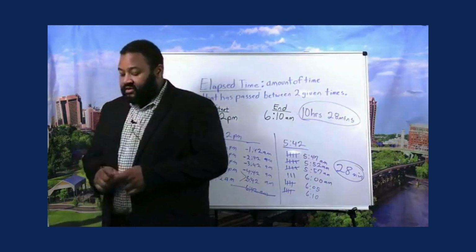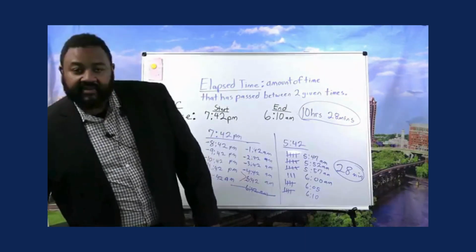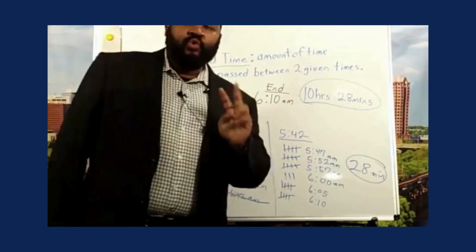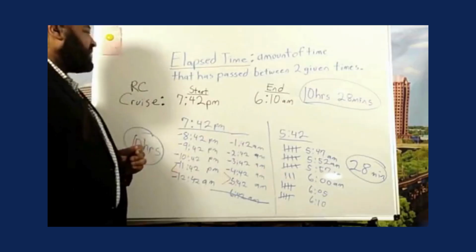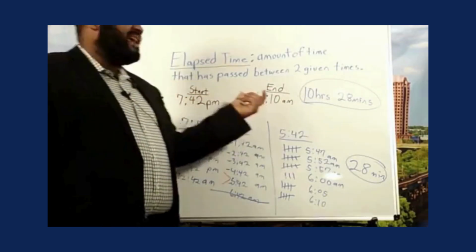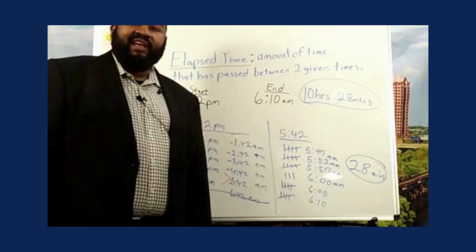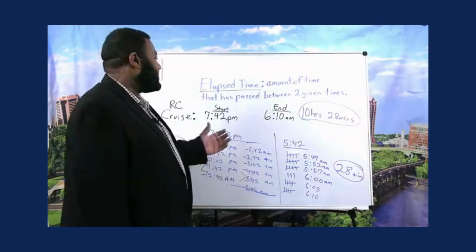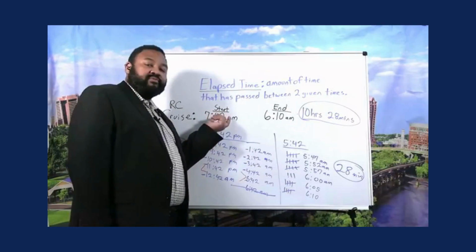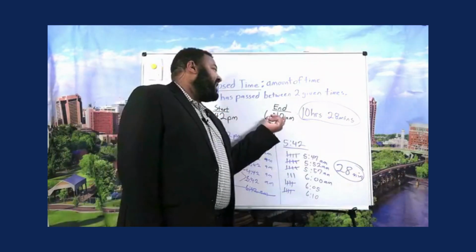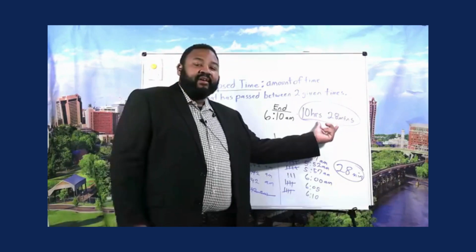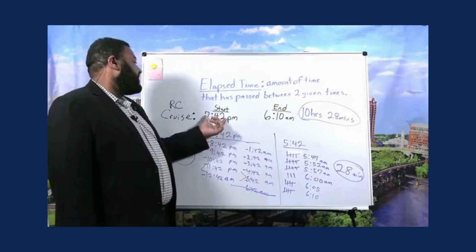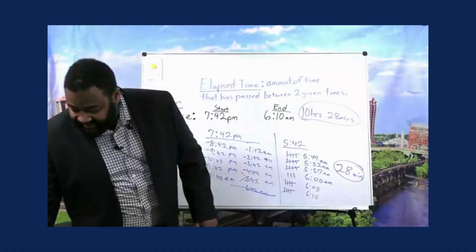Elapsed time, folks. Comments or questions? Elapsed time is the amount of time that has passed between two given times. So there always will be a starting point and an ending point. Any questions or concerns? Because right now, what I did here, I had a starting point and an ending point, and my goal was to find the elapsed time. That's only one piece of our 4th grade SOL here in Virginia. Start time, end time, and here's our ET, or our elapsed time.